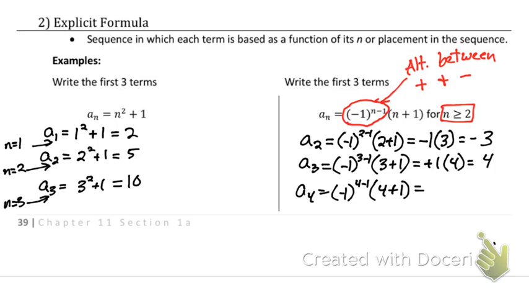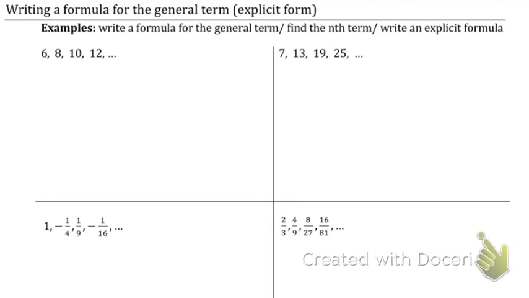In fact, negative 1 to the third power is negative 1 times 5, so that is a negative 5. So this one goes negative, positive, negative, positive, negative, positive. Once you know the negative positives, you can forget about your negative 1 to any power. All right, that is an explicit formula, and it also has the alternating between positive and negatives in it, which is going to show up in almost every single lesson we do.